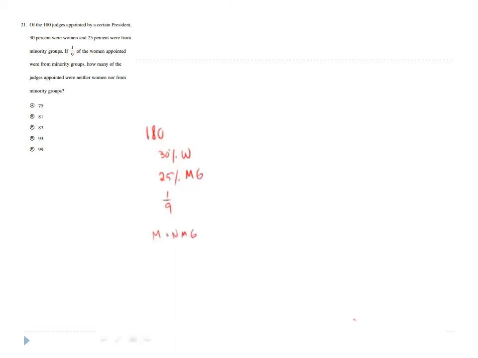So a good way to go about dealing with these numbers is setting up a little grid like this. And we're going to have females, males, minority group, non-minority group. We're going to take this information on the left here and plug it in accordingly. So first off, 30% are women, or 30% are females. And let me actually change that to a W, otherwise the WF thing is going to be confusing. Women and men.